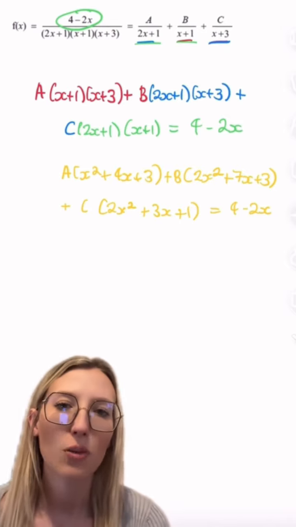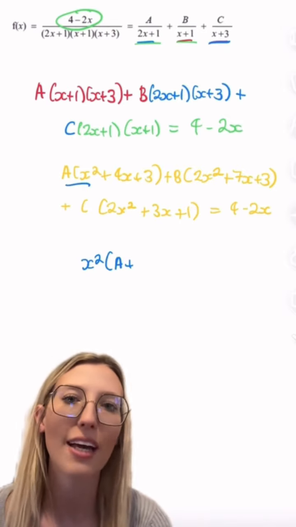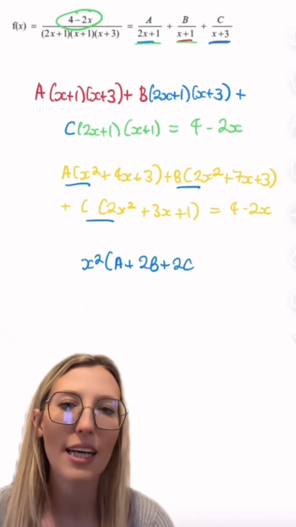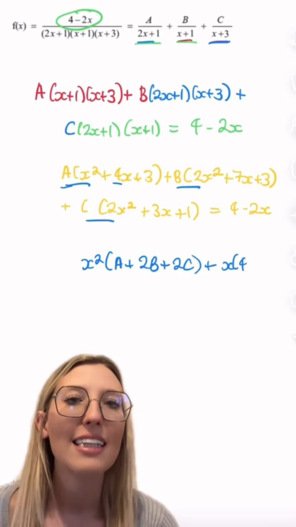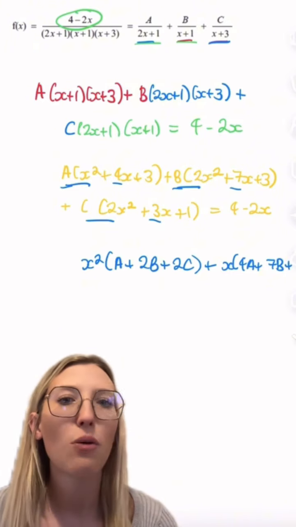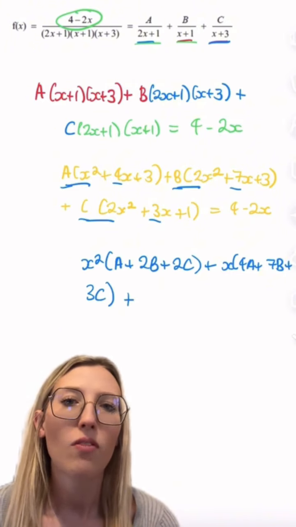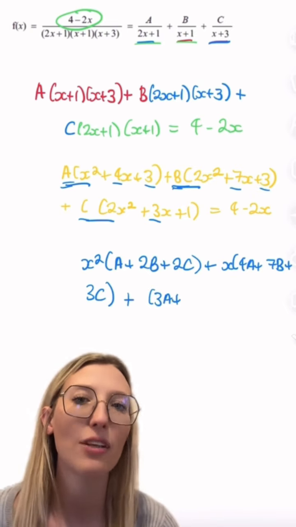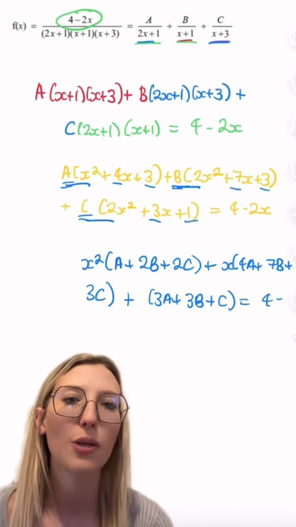So now let's just get our x squareds together, we'll get our x terms together, and then our integer values together. So we're going to have x squared, we've got an A, we've got a 2B, and we've got a 2C here. We've then got our x terms, so we've got 4A, 7B, and then 3C. And then finally, we have got our 3A, we've got our 3B, and we've got our single 1C, which we can just write as C. And again, this equals 4 minus 2x.